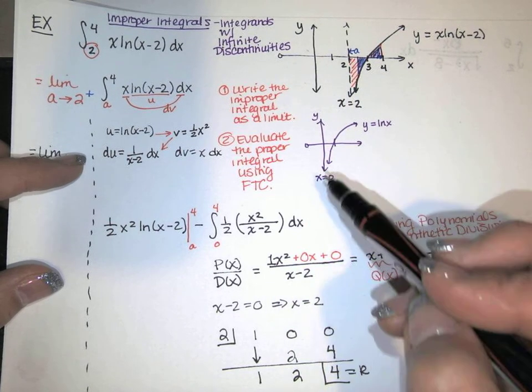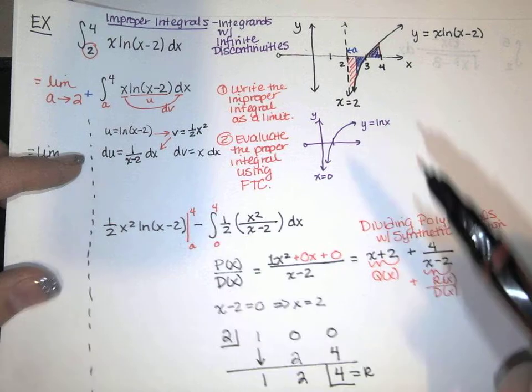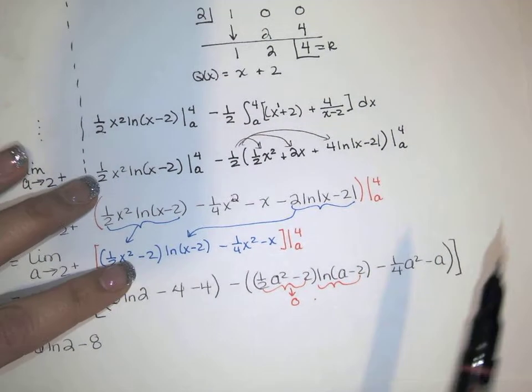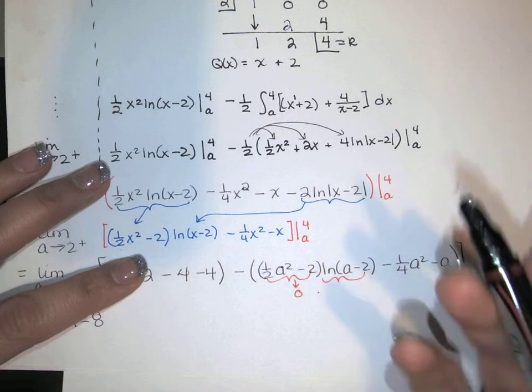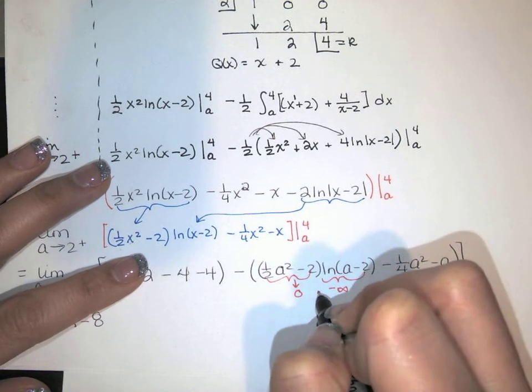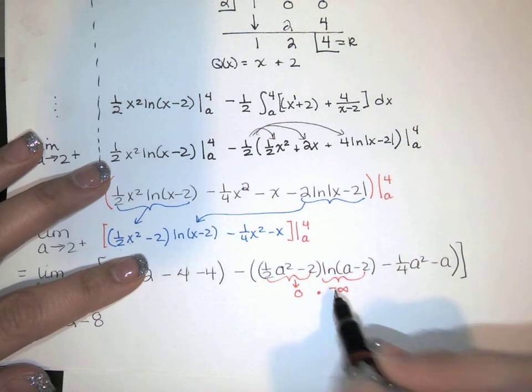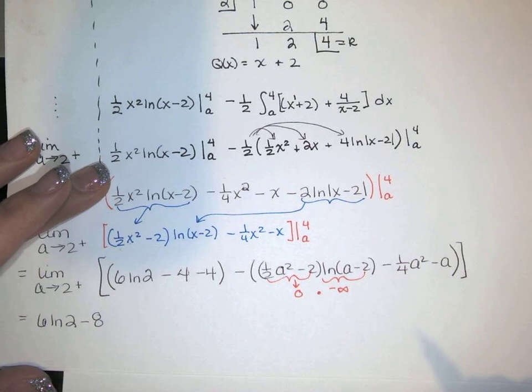Now, this graph looks a little different. It looks more like this. But as I'm approaching 2 from the right-hand side, this is log of something tiny and positive, so this is going to negative infinity. So this is a 0 times negative infinity indeterminate form.